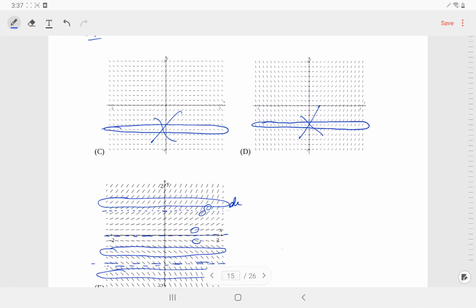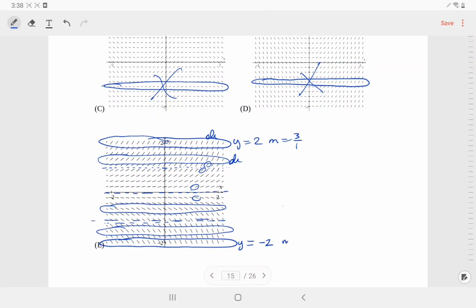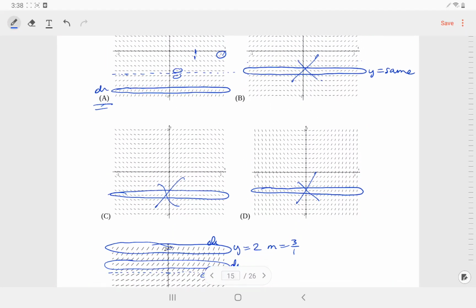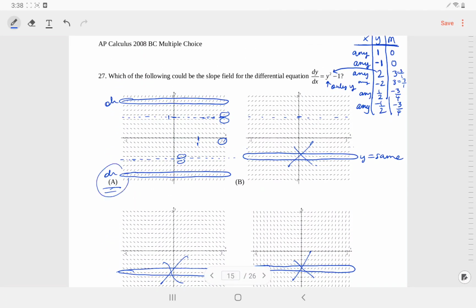Okay, and then let's check another one. At 2, the slope is 3. So at y equals 2 up here, the slope is 3. I believe that. This one's okay. Down here, the slope at -2 is supposed to also be positive 3 over 1. This is from my table. So I would say this is no, because these slopes are negative. So this one's wrong. E is wrong. Okay, so I have enough evidence that the other ones are wrong. So I feel like the answer would be A.